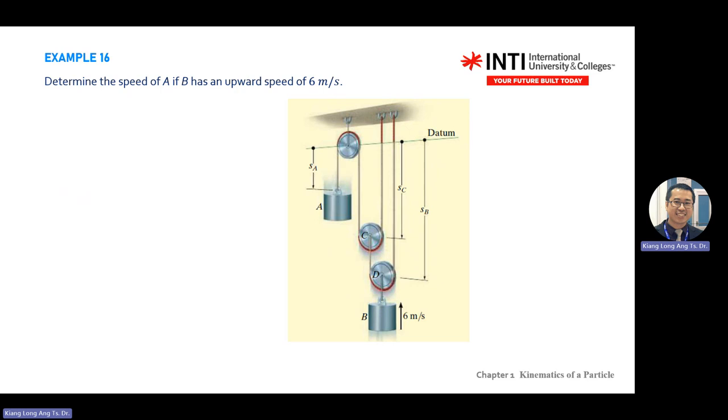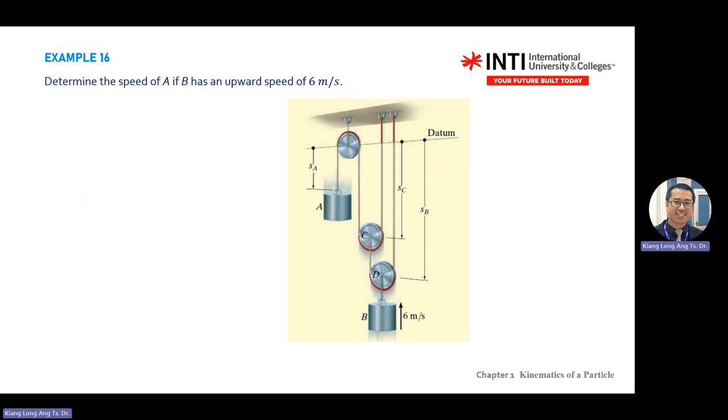Okay, so first, calculate the total length. Here you have two ropes. One is this rope, one is the second rope here. So don't confuse, you have two LT, LT1 and LT2. So you try to develop. The first one, LT1 equal to SA plus this length, this length. So you have SA plus 2 SC, the first LT equation.